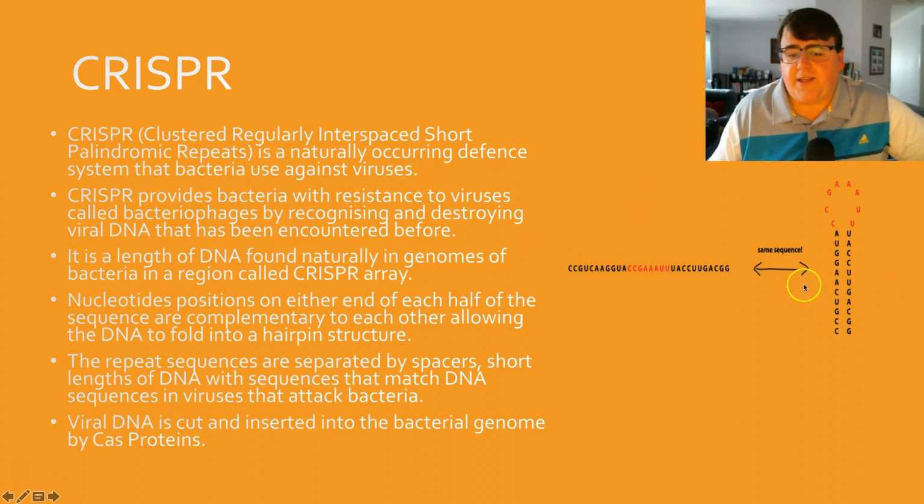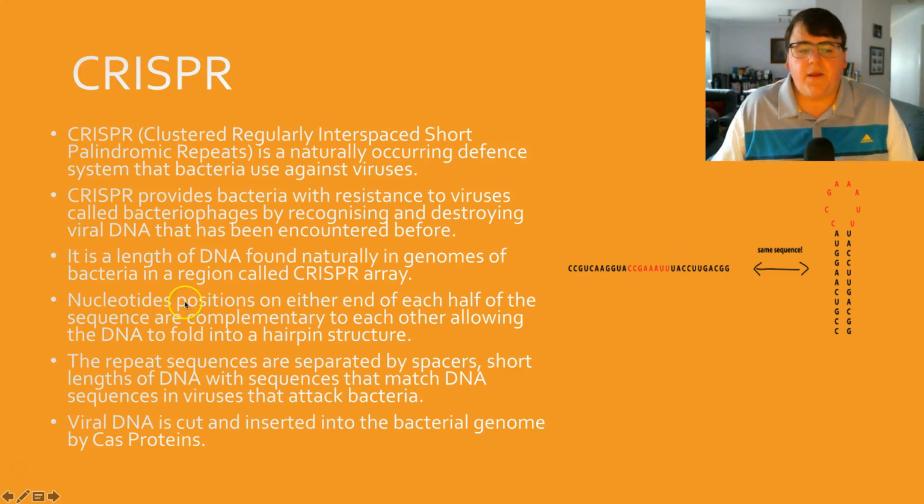There are nucleotides on either end of each half of the sequence, these parts in black here, which are complementary to each other. So C will go with G, G will go with C, U will go with A, etc. Because they've got these complementary ends on both ends of the DNA strand, we can fold it up to create a hairpin-like structure. Exactly the same one, just being folded into that structure.